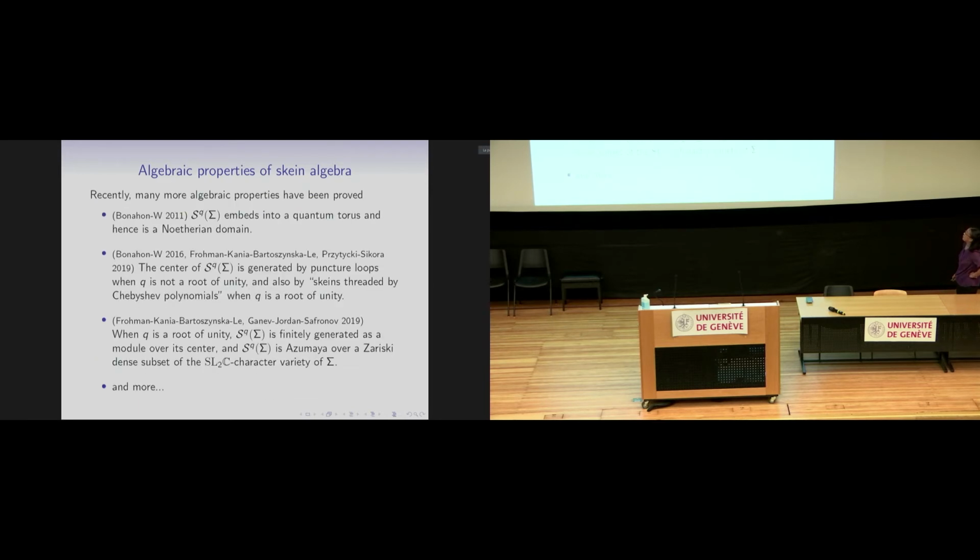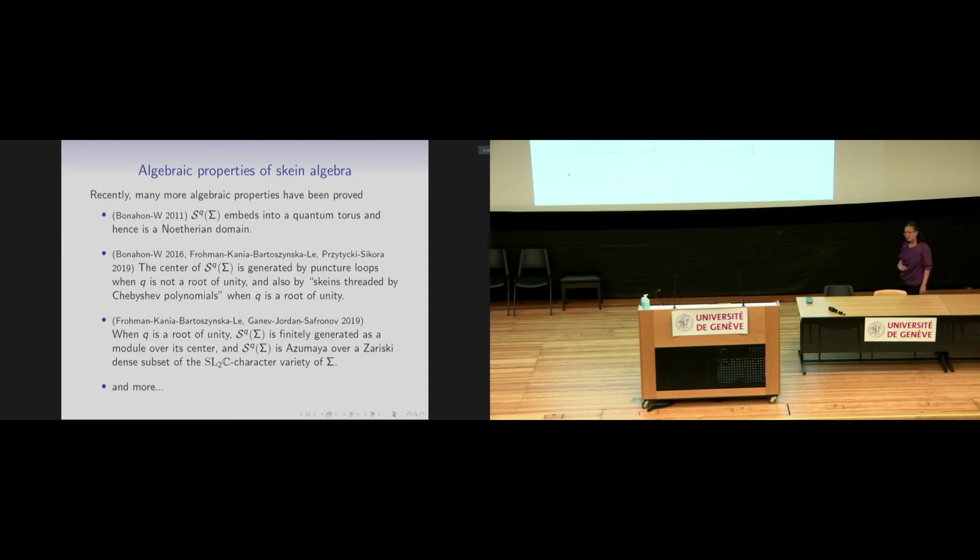All right. More recently, we have more algebraic properties, and I'm not going to talk about these. It's just a list. The skein algebra embeds into a quantum torus, and so you can show that it has no zero divisors. The center is generated by puncture loops when q is not a root of unity, but if you are at a root of unity, you get some interesting ones related to Chebyshevs. There's a recent theorem, the Unicity Theorem, that if q is a root of unity, then the skein algebra is finitely generated as a module over its center, which means that it's almost Azumaya, and you can get all sorts of interesting algebraic properties about these.